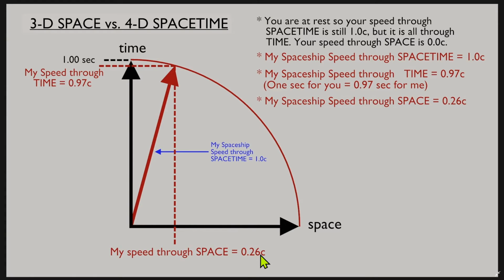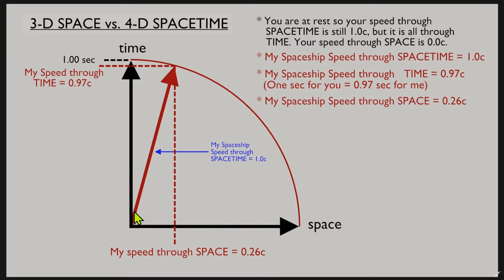All right? Now, the way you get that is when you look at me in my spaceship, you see the projection of my spaceship on the space axis. My vector here, my space-time vector, my space-time speed has not changed. I'm still moving at the speed of light through space-time. But that speed of light has 2 components. One of them is my motion through space, shown here, and the other one is my motion through time, shown here. And if we combine those, we will get the length of this vector.